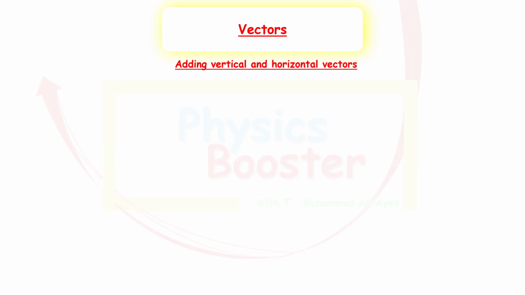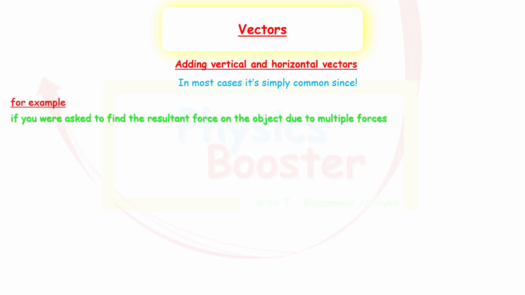First of all, we're going to start with how to add vectors that are going horizontally or vertically together. Now, in most cases, it's very simple and common sense. For example, look at this box. If somebody asked you to find the resultant force on the box shown right here, it's common sense. You're going to say that the resultant force will be 5 newtons to the right, okay?